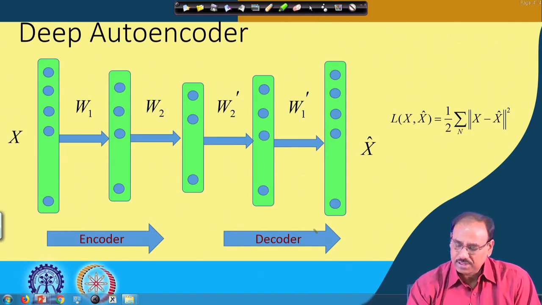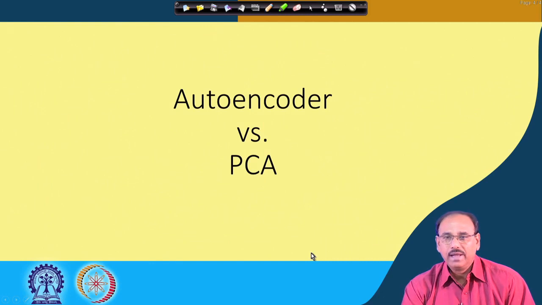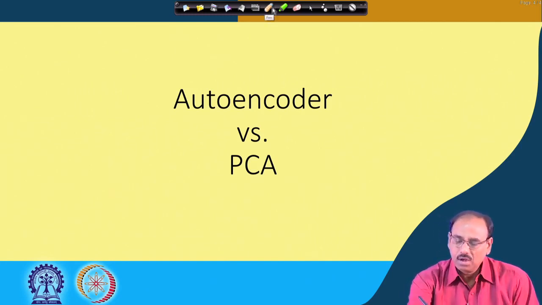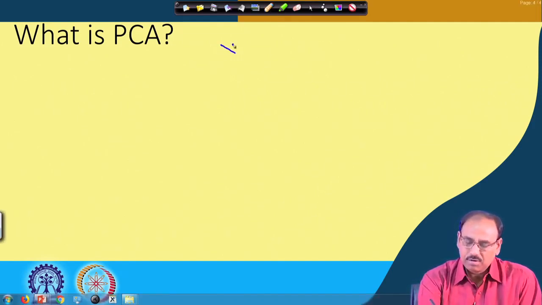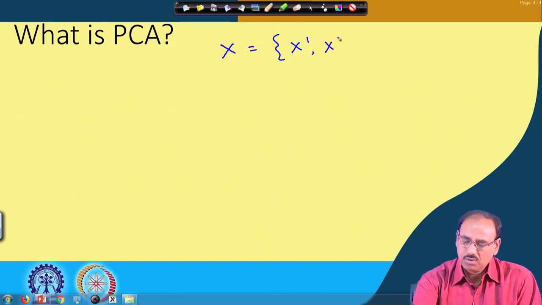And it is known that traditionally dimensionality reduction is done by an algorithm known as principal component analysis. So, naturally the question comes: how does principal component analysis compare with autoencoders? Before going to that comparison, for the benefit of those who do not know what principal component analysis is, let me briefly explain it. In case of principal component analysis, let us assume our input is a set of vectors x1, x2, x3 up to say xn.